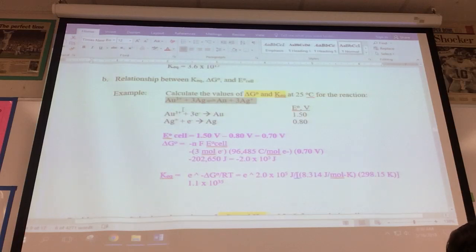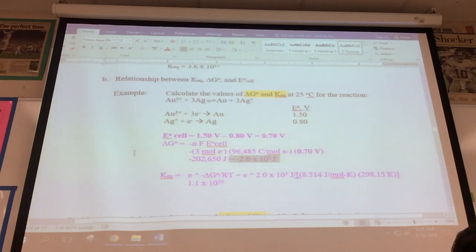Has to be reduced because you would be gaining electrons. So reduction occurs at the cathode. The silver equation would be flipped around and multiplied by 3, but you're not going to change this. This is going to be at the anode. Cathode minus anode gives you this. Delta G is negative nFE, as we talked about the other day.